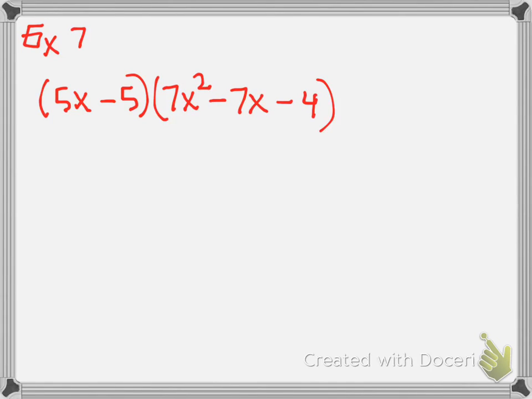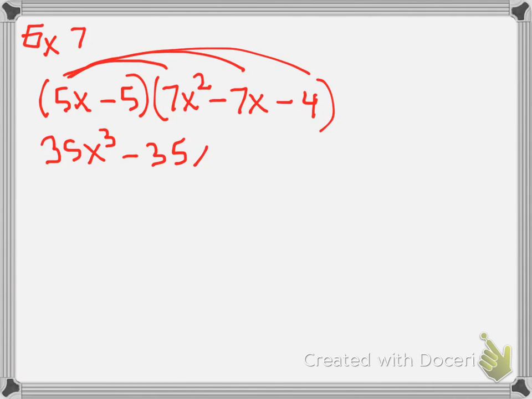Last one. I'm going to do one harder one. The reason this is harder is because there's just more stuff to get mixed up. Okay, so you take this 5x and do the distributive property to all of these. So you get 35x cubed. And then 5x times negative 7x gives me negative 35x squared. Then 5x times negative 4 gives me negative 20x.